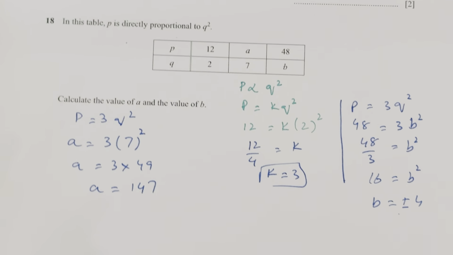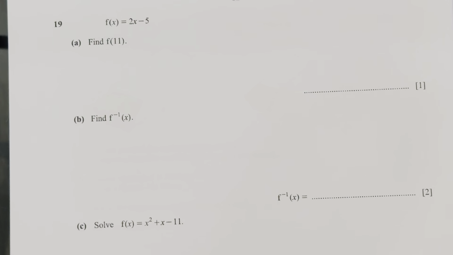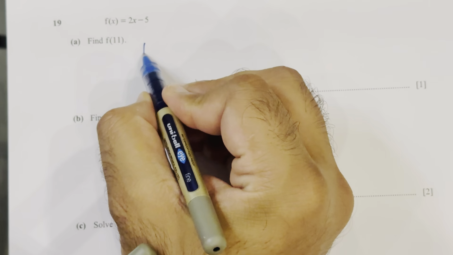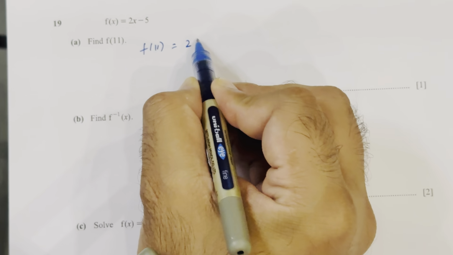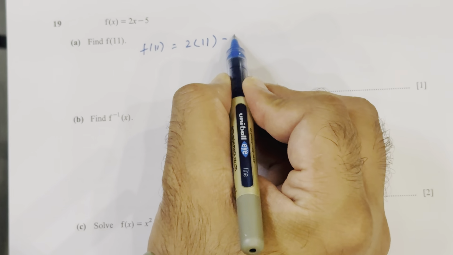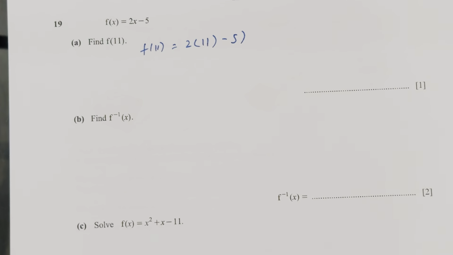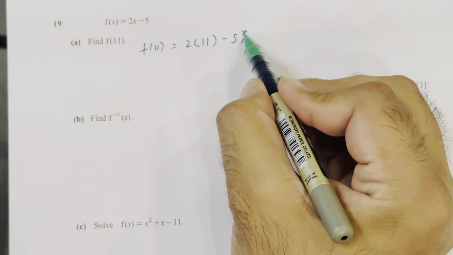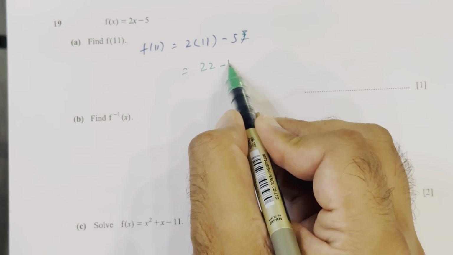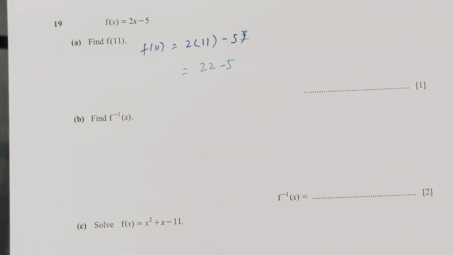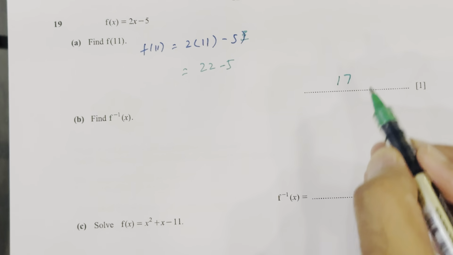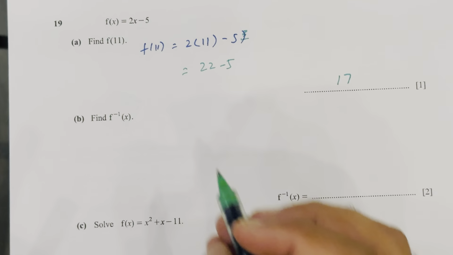Hopefully you get the idea of this question. Moving to question number 19. It is from the topic of functions. Find f of 11. f of 11 would be 2 into 11 minus 5. 2 into 11 is 22, and 22 minus 5 is 17.